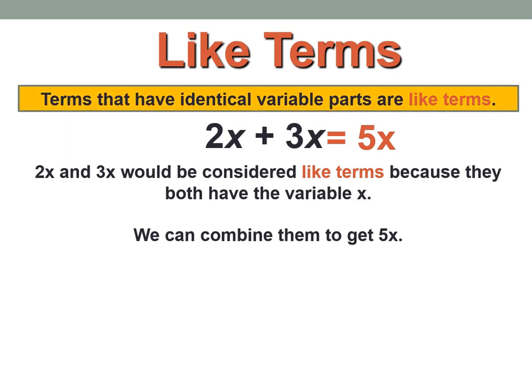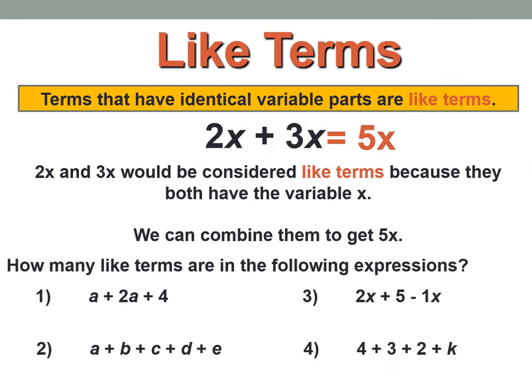So like terms have identical variable parts. So how many like terms are in the following expressions? Let's take a look here. Which do you think are the like terms? Well, this one's part of the A family. This one's still part of the A family. There's 2 of them, and those would be the like terms. There are 2 like terms.